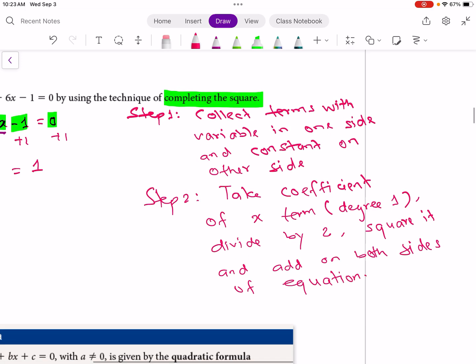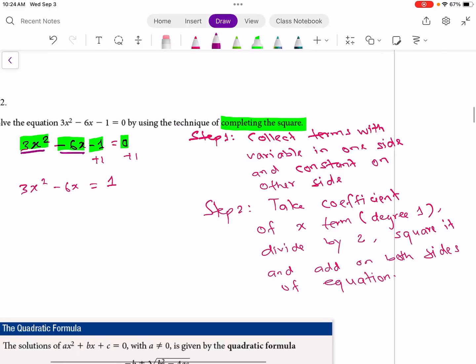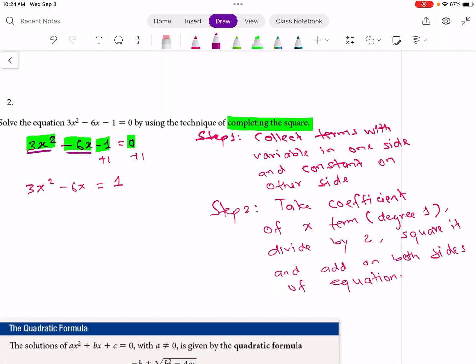We take the coefficient of x, we divide that coefficient by 2, we square that number after division, and we add that number on both sides of the equation. Now let's do it here. So let's take the coefficient of x at first. So what is the coefficient of x in our case? Negative 6. And here you can ignore this sign, okay? So let's take the coefficient of x, which is 6.